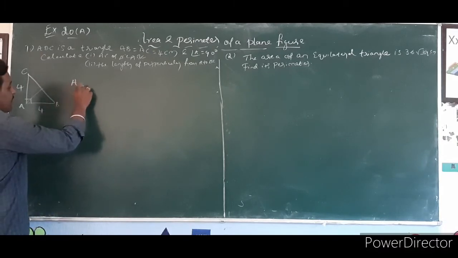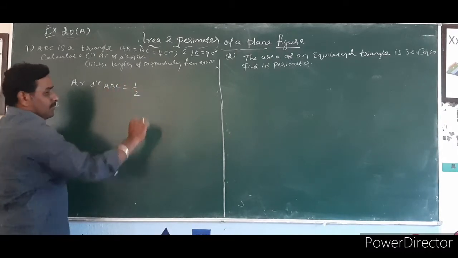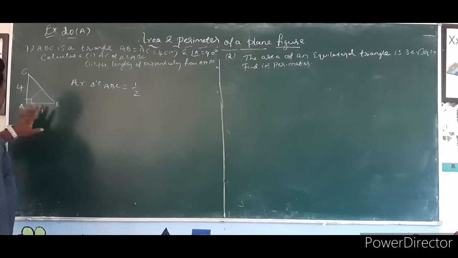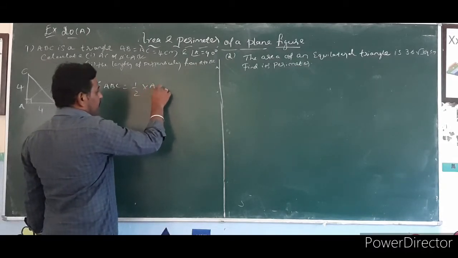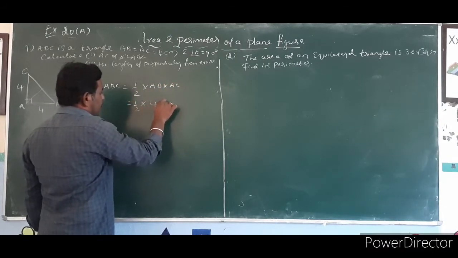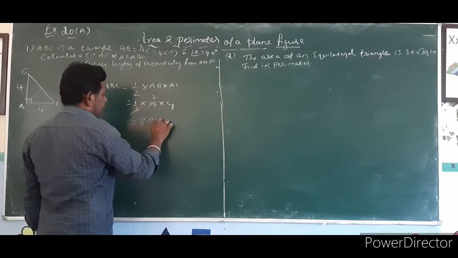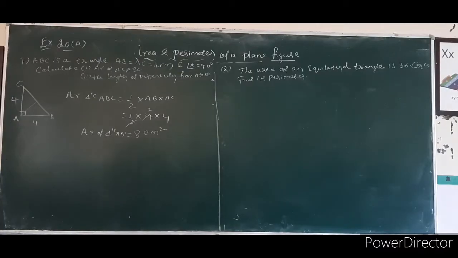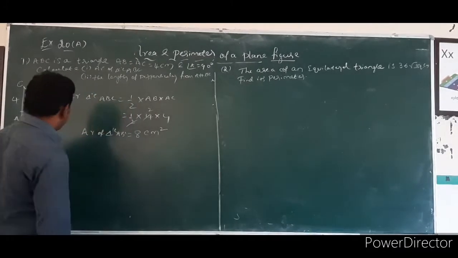What is the area of a right angle triangle? Half into the 90 degree included sides. So here the 90 degree included sides mean AB and AC. That is AB into AC, half into 4 into 4, 1s are to 2s are, that is 8 centimeter square. So the area of triangle ABC is equal to 8 centimeter square.